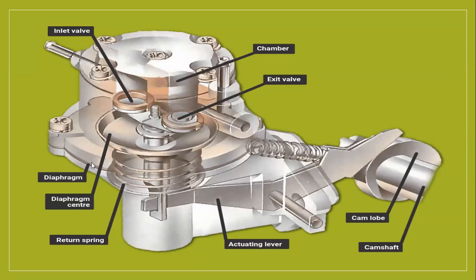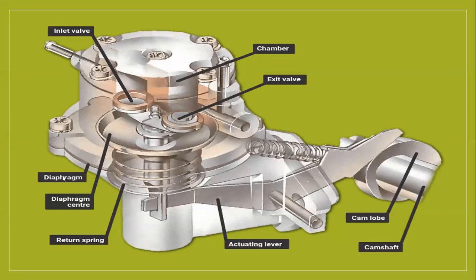The diaphragm is forced to suck the fuel, so it should be a fuel pump. Very clearly, it is the 3D of the fuel pump. There are no labels, but actually it looks the same as your carburetor from outside. But actually this is the fuel pump, right? So if it is a fuel pump, what are the components of the fuel pump?